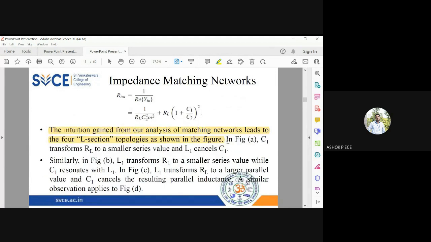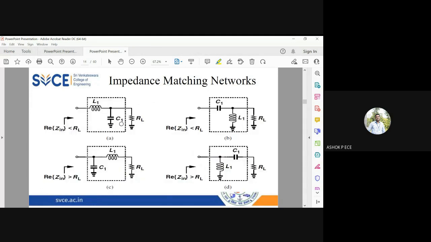In figure A, C1 transforms RL to a smaller series value. So see here in figure A, the input resistance is less than your load. This is one case. This is also, you can see here, input is less than your load. So whenever you have a series component first, that side impedance value is going to be less. Okay, please understand it like that. So here I have L1 in series, C1 in shunt, so the input impedance is less. Here I have C1 in series, L1 in shunt, so input impedance is less.